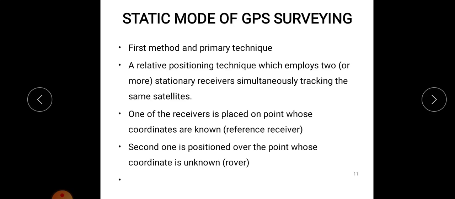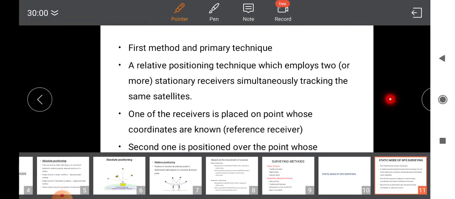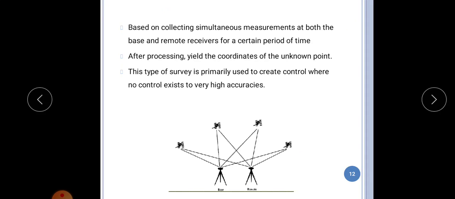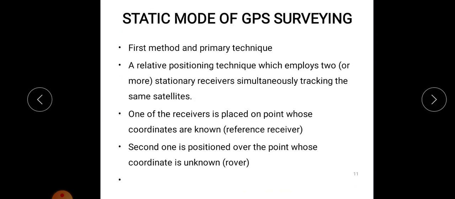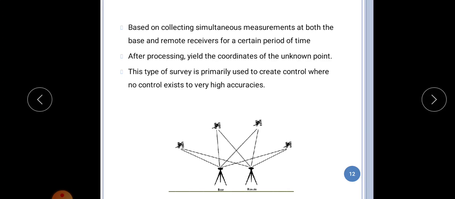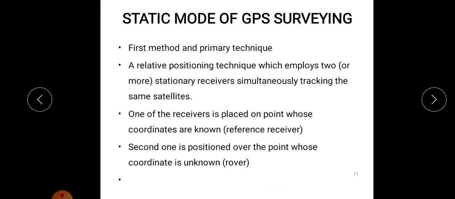One receiver is placed on a point whose coordinates are known. That is this figure: one receiver is placed on the point whose coordinates are known. That is known as the reference receiver. And the second one is placed over the point whose coordinates are unknown here, and that is known as the rover. So there is the reference receiver and the rover. Reference receiver means its coordinates are known, and in the case of the rover its coordinates are unknown.